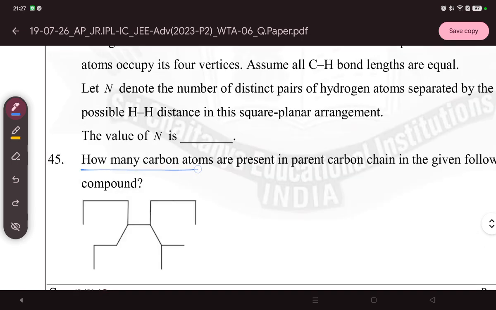How many carbon atoms are present in the parent chain? Select the longest carbon chain, and it is the longest carbon chain. Here in this longest carbon chain, totally 8 carbons are presented. Totally 8 is the answer.